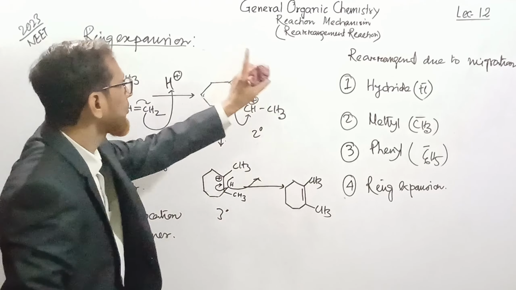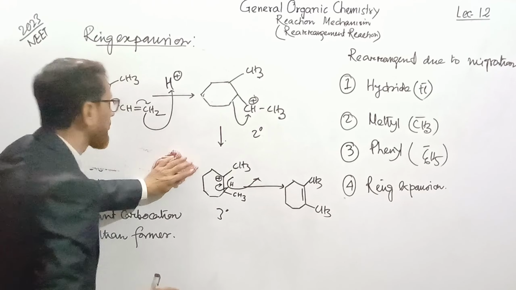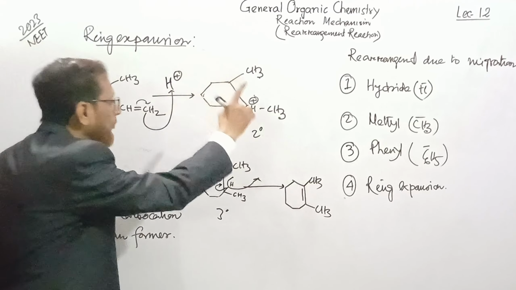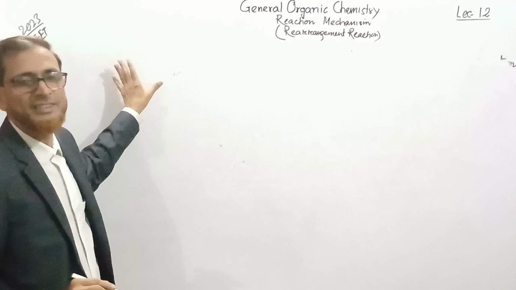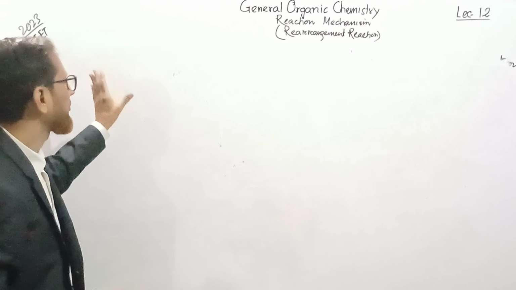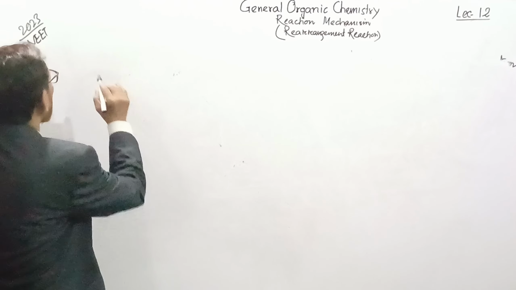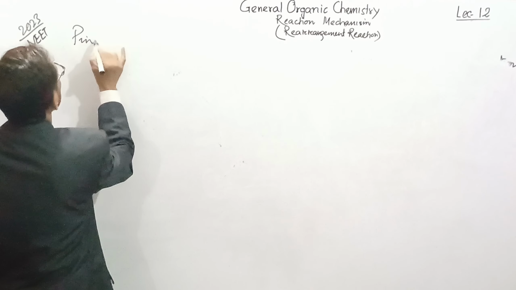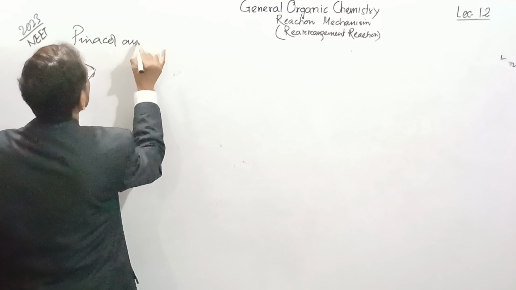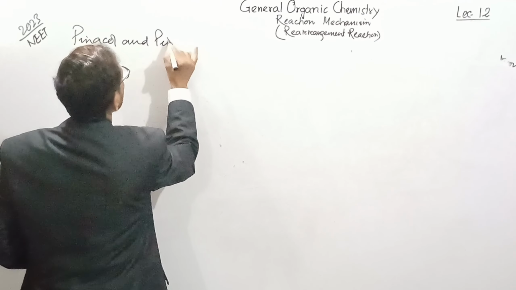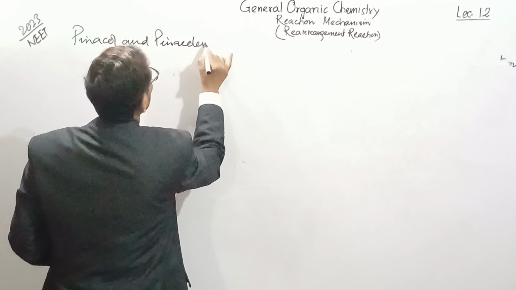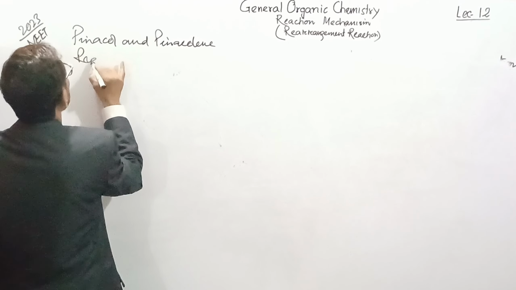So this is all about the types of rearrangement which may occur during a chemical reaction, and we have gone through the reactions one by one with detailed explanation. Very importantly, in entrance exams and higher entrance exams, this type of rearrangement is very often asked. And one is the pinacol and pinacolone rearrangement.